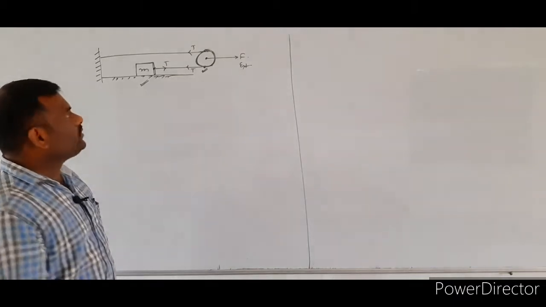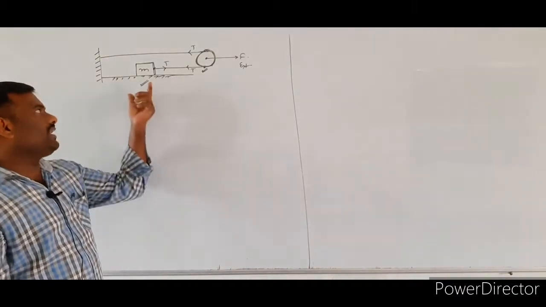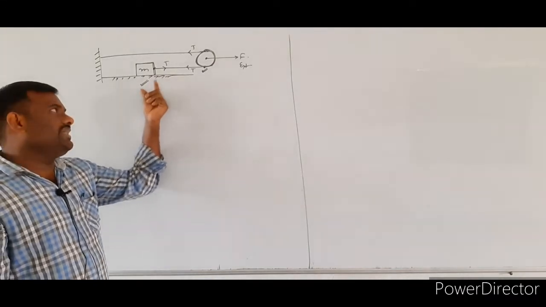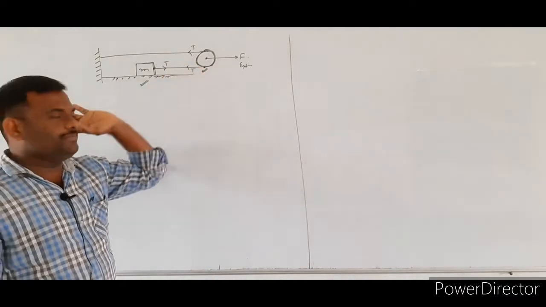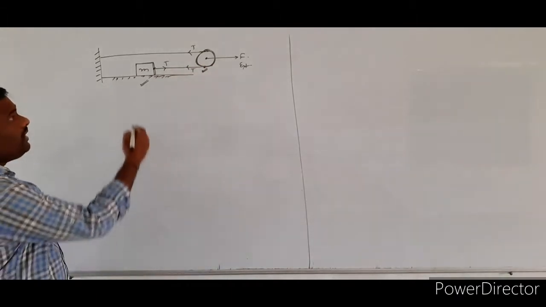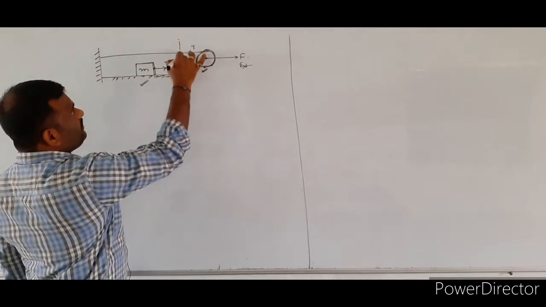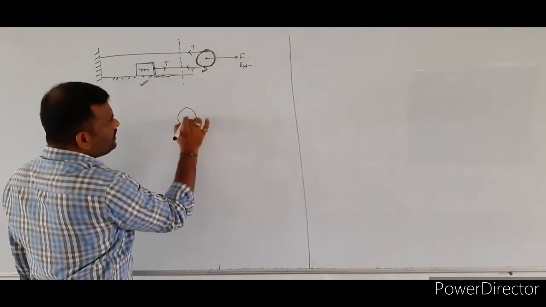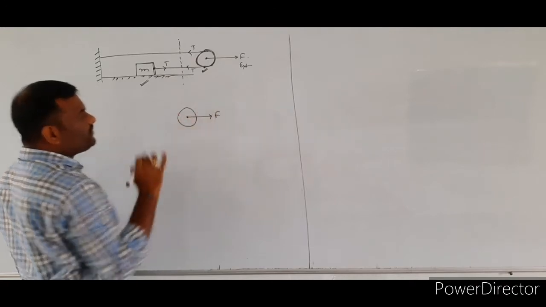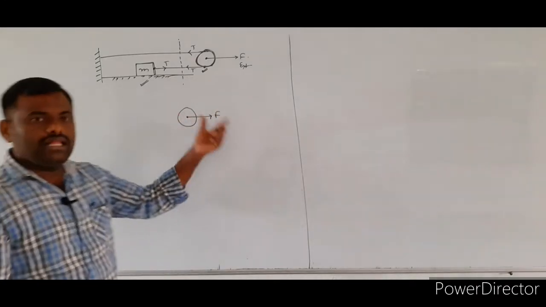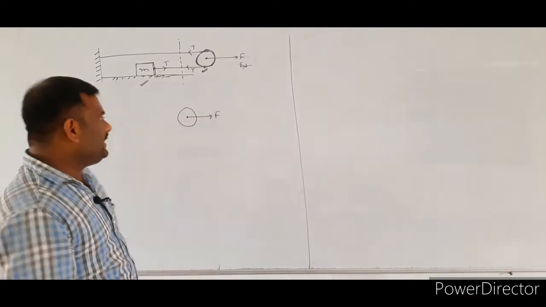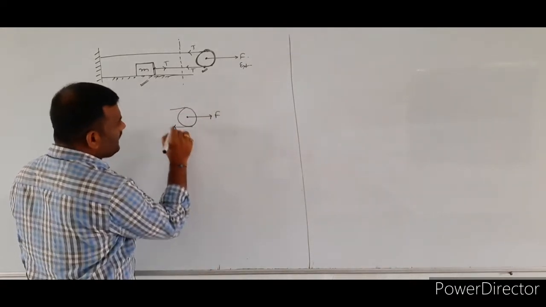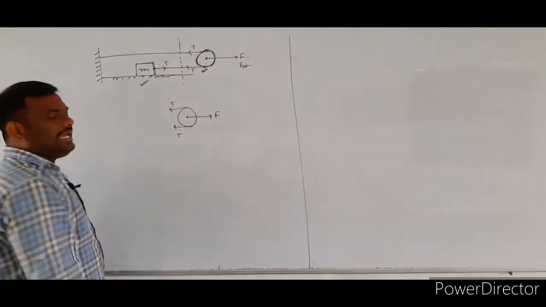Now we are going to discuss the motion of the two things. One is the block of mass M, and the other one is the pulley. If you observe this diagram, over the pulley towards the right side direction, external force F will be acting. Towards the left side direction, two tensions will be acting like this.